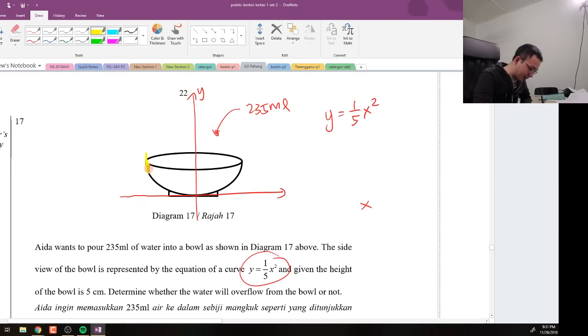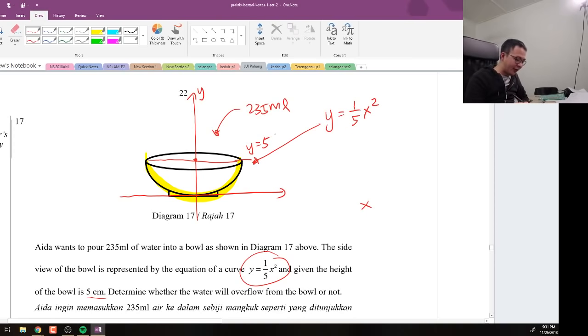This is the equation of, oh my god, my drawing is so bad. Okay, so this is the equation of the bowl. Alright, so the question tells you the height of the bowl is 5 centimeter. So I can guess the height here is 5. So this line, maybe you call it y equals 5.